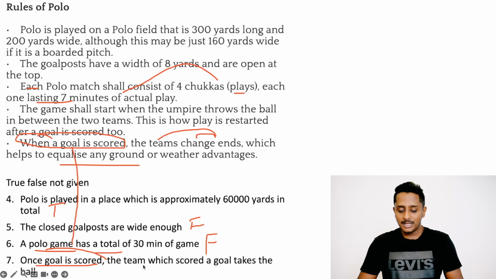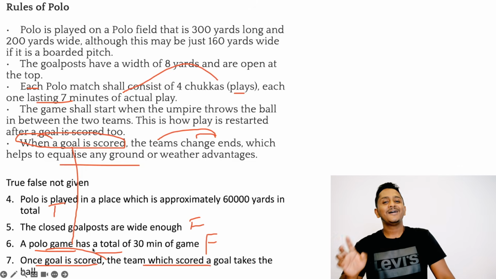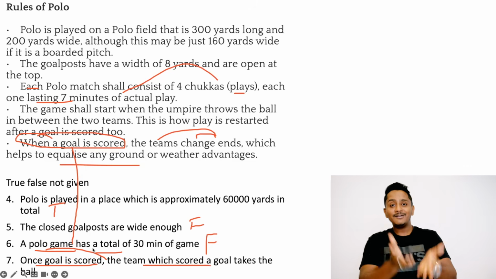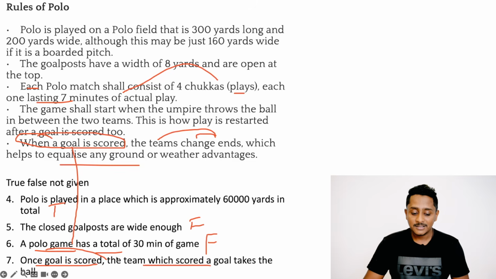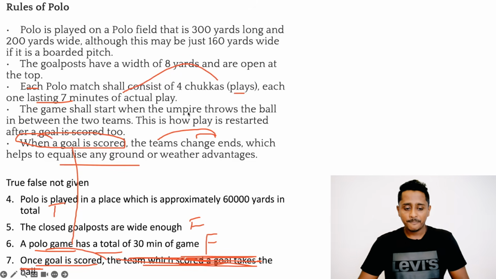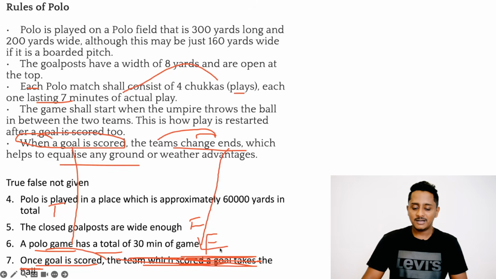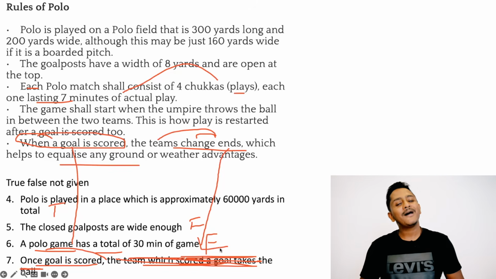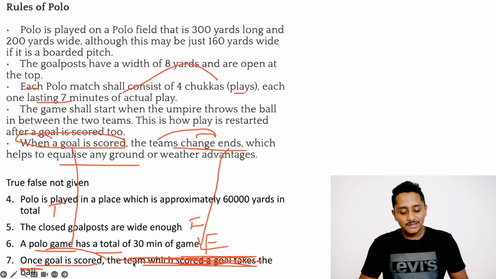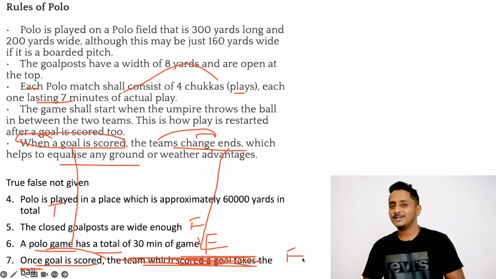Once a goal is scored, the team which scored a goal takes the ball. Oh no. People write not given. This is not given, it is given. What happens once a goal is scored? This is not matching. Rather, it is exactly contradicting. Once a goal is scored, the teams change ends, not the team which scored a goal takes the ball. Be very careful, this is going to be false again. Fourth one is true, fifth one false, sixth one false, seventh one false.